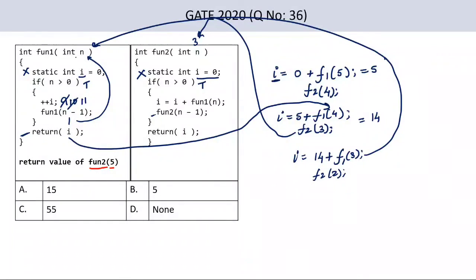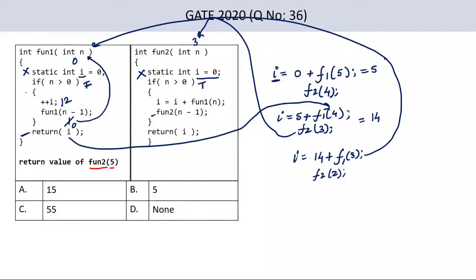So again this value becomes 1. Is 1 greater than 0? Yes. I'll increment to 12, and I'll decrement and call the function with value 0. Is 0 greater than 0? No. The condition becomes false. Since the current value of I of function 1 has become 12.